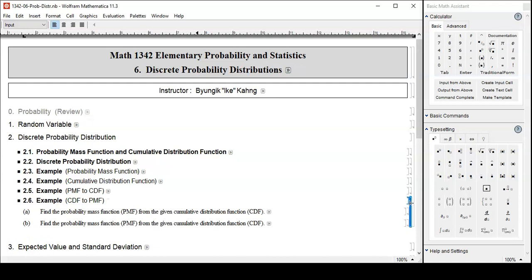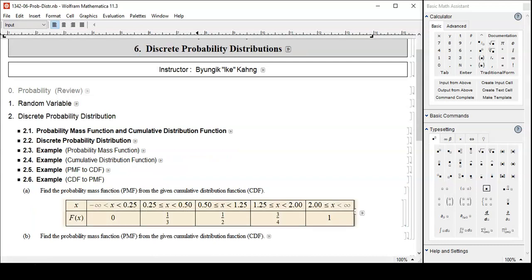Okay, here we go. Find the probability mass function from the given cumulative distribution function. So here we have the CDF. We have the class intervals, and then 0, 1/3, 1/2, 3/4, 1. We have all these. And please note that we have cumulative probabilities from 0 to 1 steadily increasing because I keep adding up the probabilities, which are positive. I can never go down.